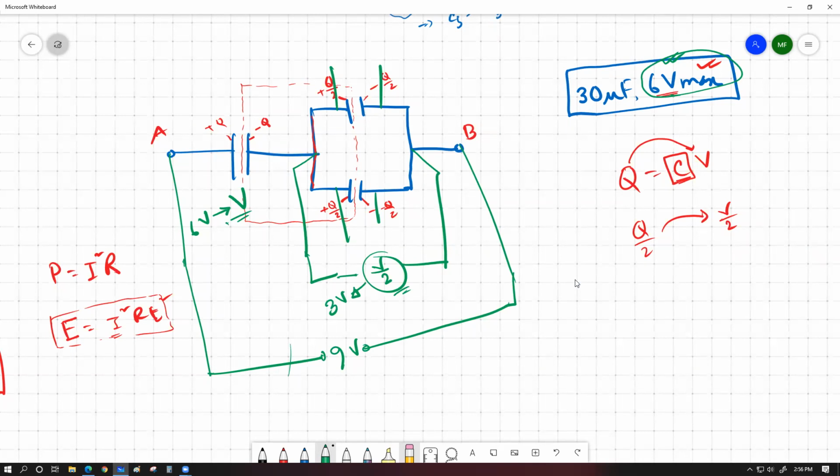I started by considering charge, then I slowly worked my way to voltage, and then I added the whole thing together to get a total value.